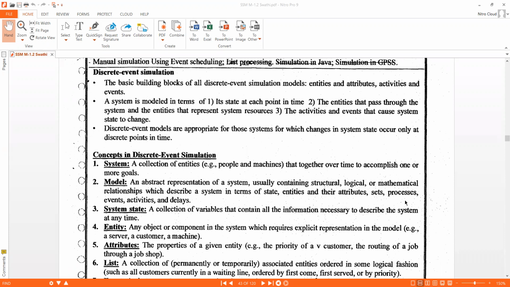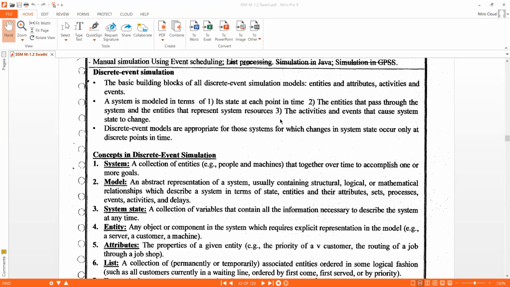A system is modeled in terms of its state at each point in time, and the entities that pass through the system, and the entities that represent the system resources. Using these, the system will be modeled. Next, the activities and the events that cause the system state to change. Using all these three things, the system will be modeled.